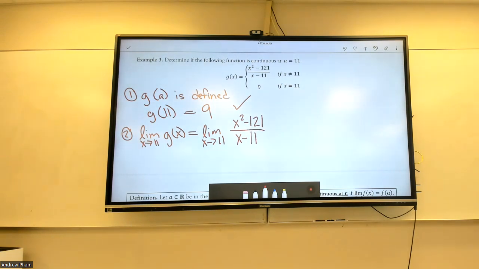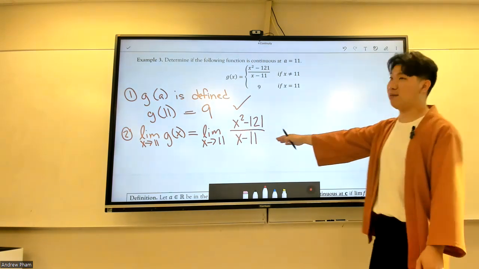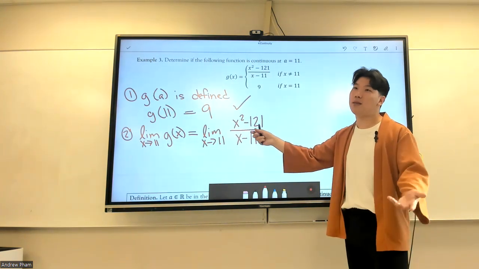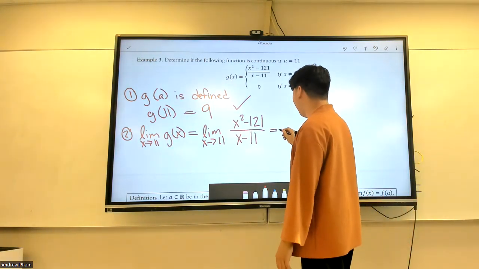And now it becomes a problem. Do we know or remember how to evaluate this limit? What's the first thing I could probably do? What's the first thing we usually try to do? Yeah, we try to see if we can plug it in. Am I allowed to plug in 11? Yeah, we can try to plug in 11, but I can't because clearly 11 minus 11, I get 0 on the bottom. That's a problem. So I can try to factor this.